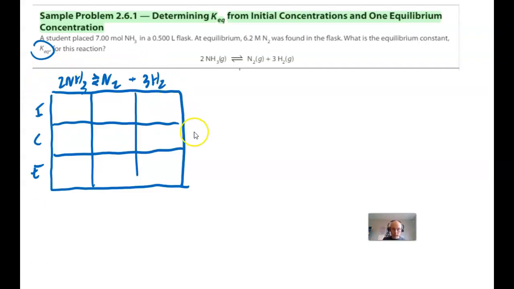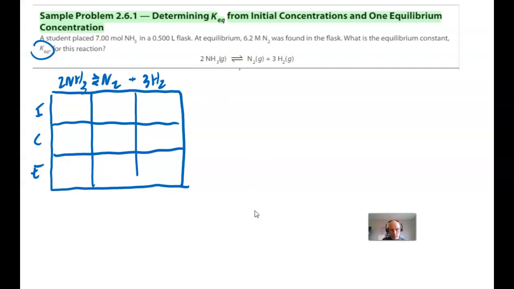First thing I do is I set an ICE table with as many columns as there are substances in the reaction. And then I write the reaction above that ICE table, each substance corresponding to a column. Meanwhile, if any of these were solids or liquids, we would eliminate them from the Keq expression, and they wouldn't get a column, or we just cross it out. And I'll show you what that looks like in a bit. But these are all gases, so they will show up in our Keq expression, and each of these substances needs its own column.